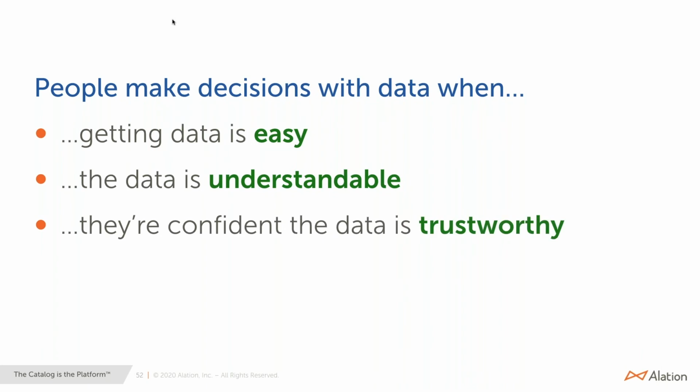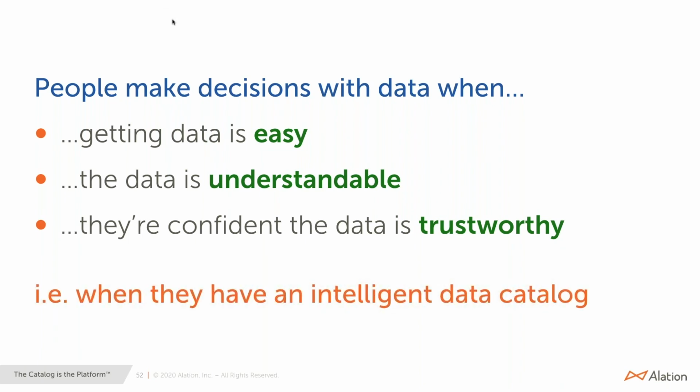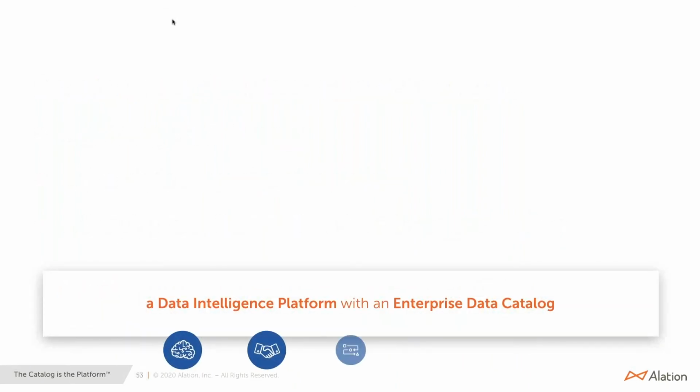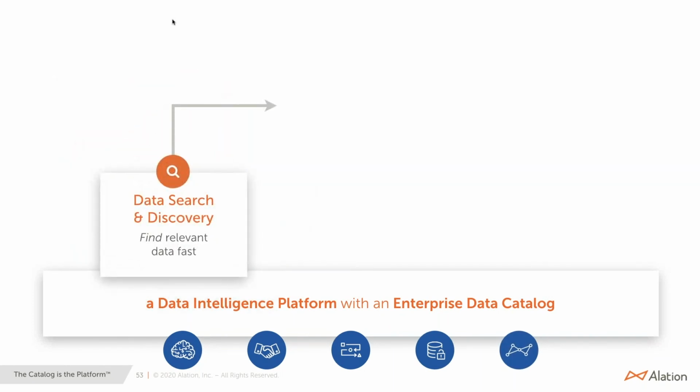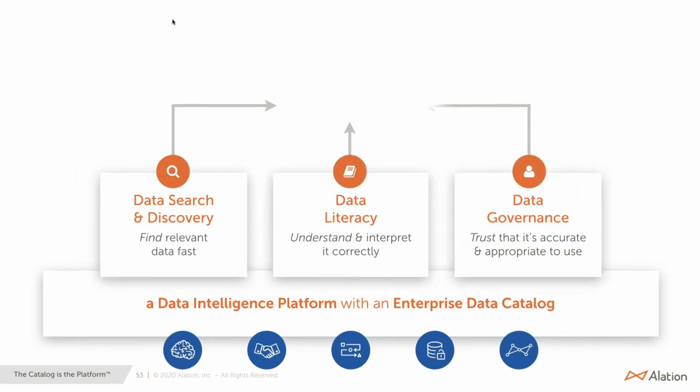and go from a place where people aren't making decisions without data, because it's hard to get the data, hard to understand the data. They're concerned about being misled by the data. When we make it easy, understandable, and trustworthy, people will make decisions with data, and they'll be in that situation when they have an intelligent data catalog, a data catalog for the whole enterprise that has intelligence, that has collaboration, active governance, guided navigation, broad connectivity, all that baked into the enterprise data catalog and data intelligence platform.